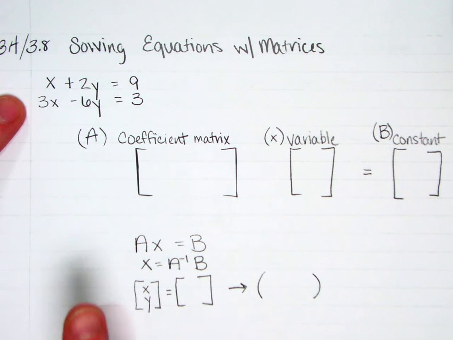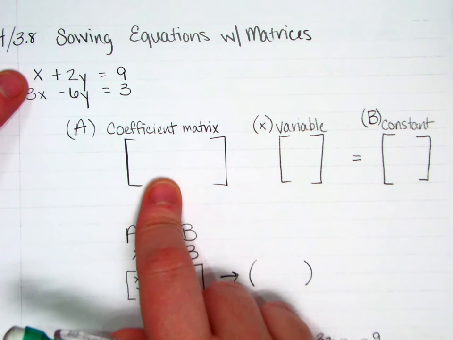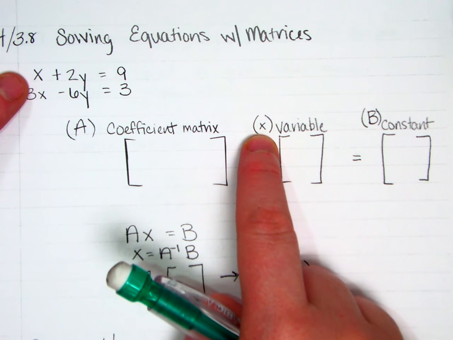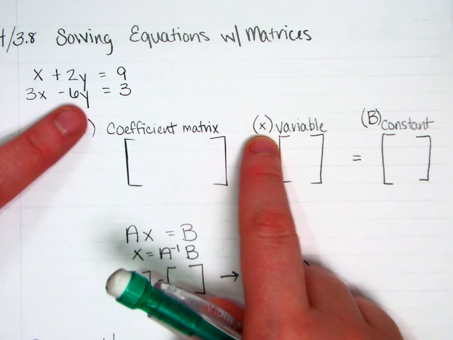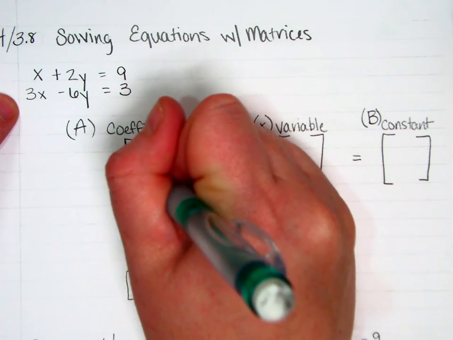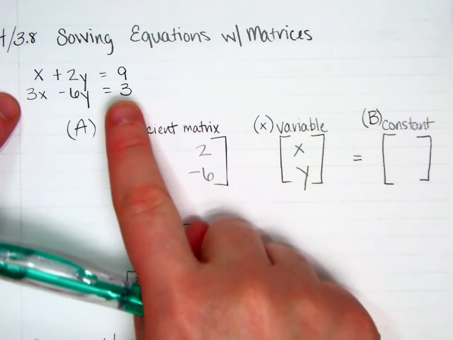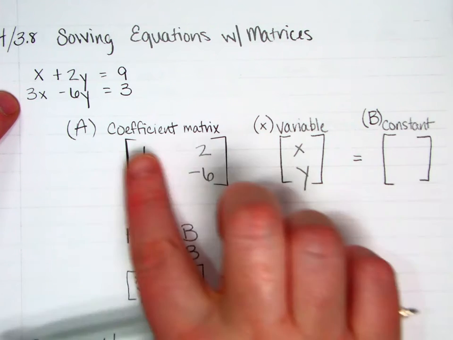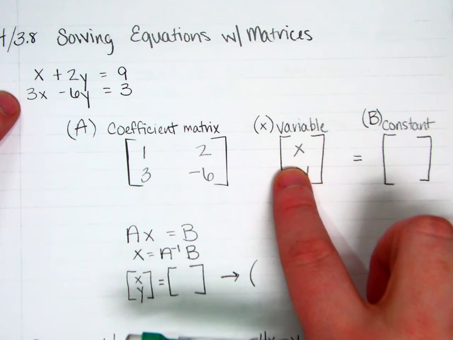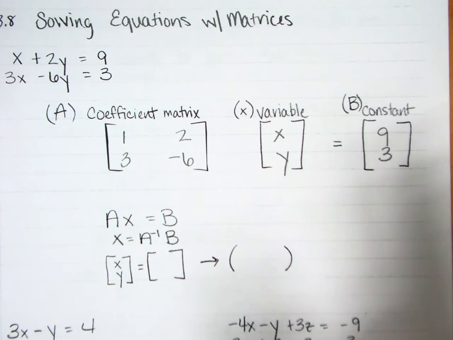The way it works out is your systems need to be written in standard form, ABC order. We take the coefficients of x and y, and that makes its own matrix. Your variables go here, denoted by a variable X matrix. It's not used in your calculator, but we need to have it. And your constants go in B. So this would be 1, 2, 3, negative 6. Your variables are x and y, and if you multiplied this by hand, you would get this product, because it's row 1 times column 1, so 1 times x, 2 times y. And then your constants are 9 and 3, which means they're your solutions.